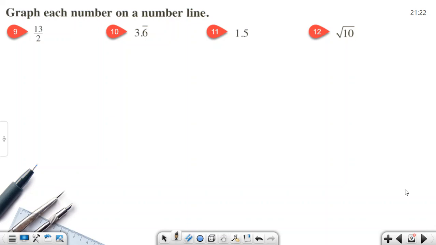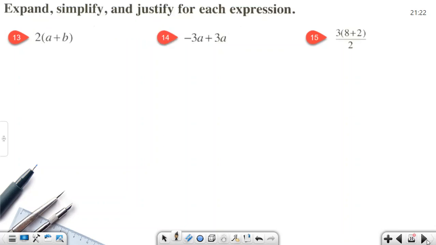Sorry about my handwriting. Graph each number on the number line. We saw some examples about that part. I think for this video that's enough. I will check some questions if there are any different ones. Okay, that's a different question. Expand this simple expression.